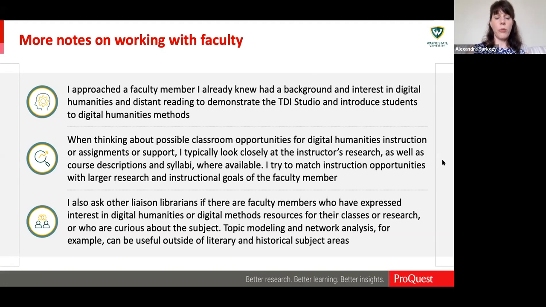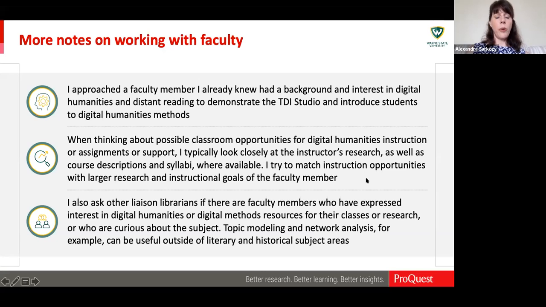And again, this was through the English department. Whereas if I were approaching someone in the history department at Wayne State, while the history department does do some digital humanities, a lot of it focuses on mapping and GIS technologies rather than topic modeling, news sources, or literary corpora. My approach is to match instruction opportunities with larger research and instructional goals of faculty members, as well as always taking the opportunity to incorporate the information literacy concepts into the discussion.